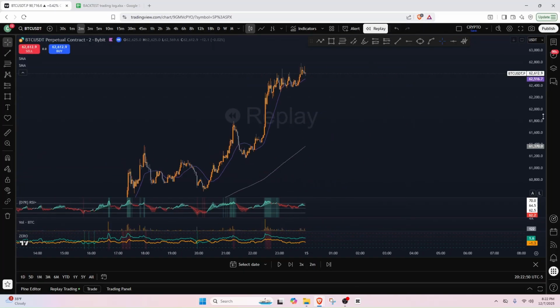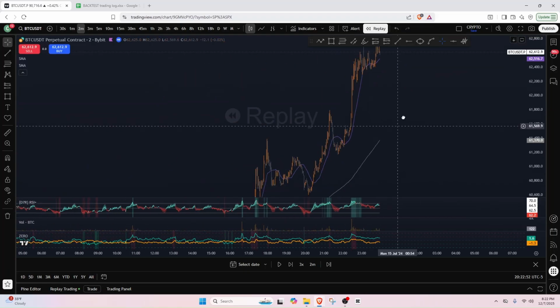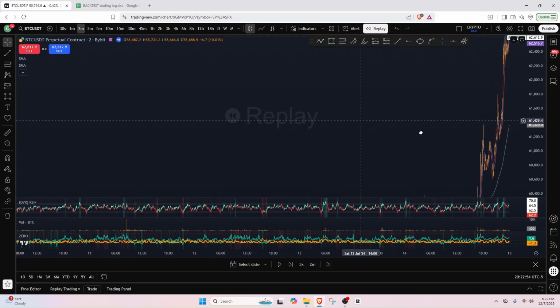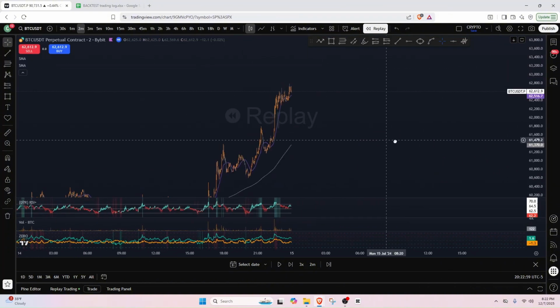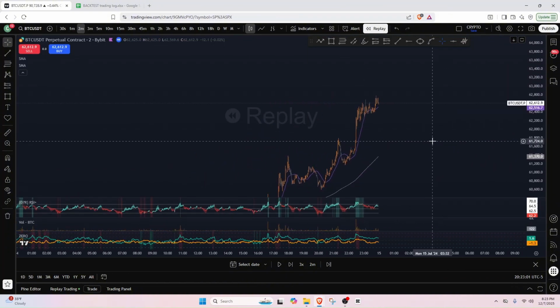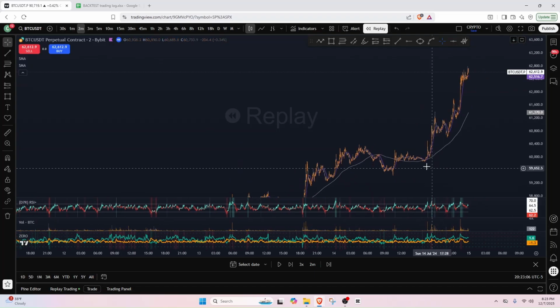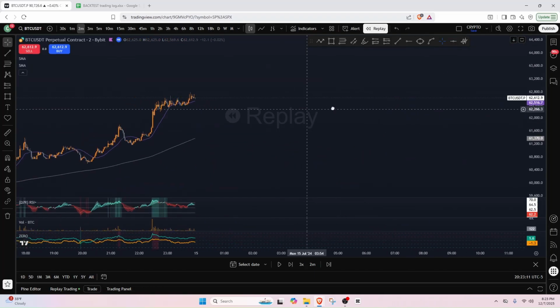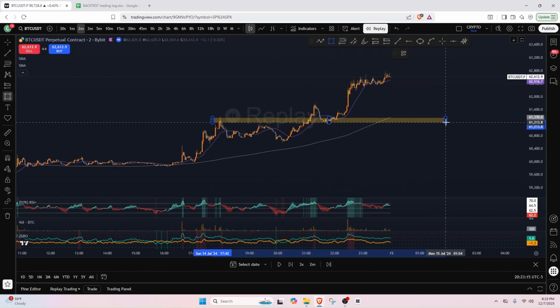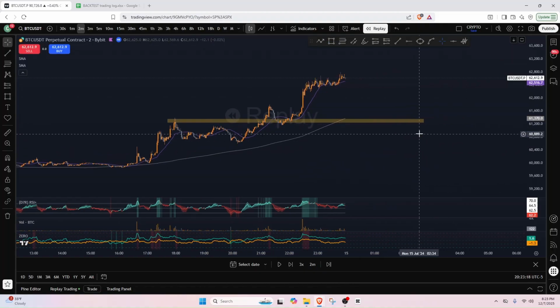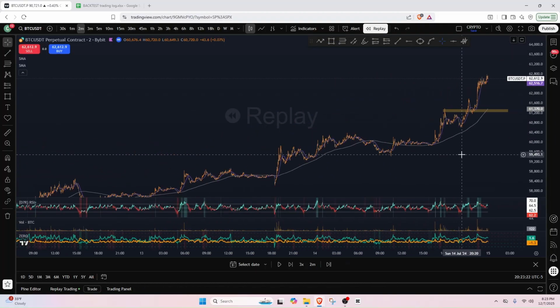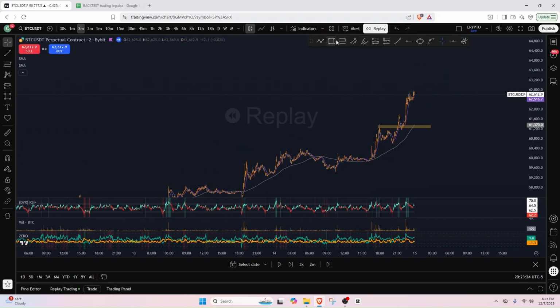If I wanted to take a long from this point right here, am I at a key level? Not really. I don't see anything that is giving me a key level, but I can mark out some that I have. Maybe this is that. Maybe there, a little bit. I don't really have too many key levels on the downside, far down here.